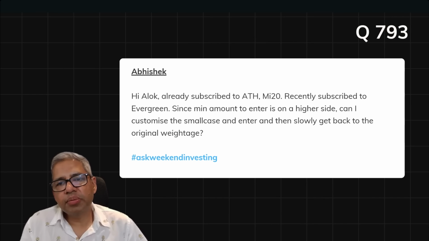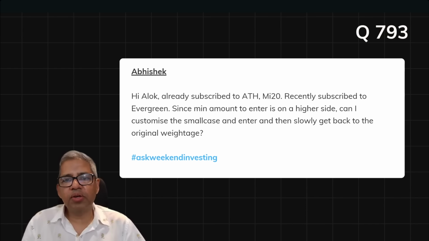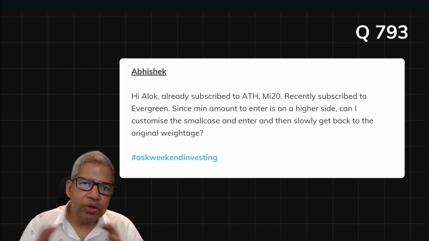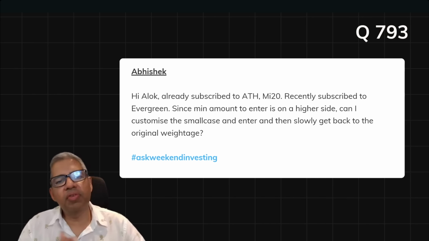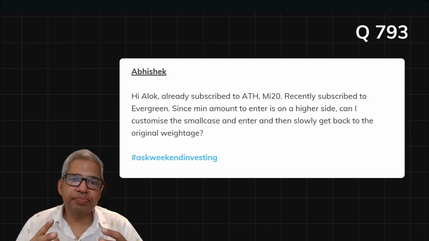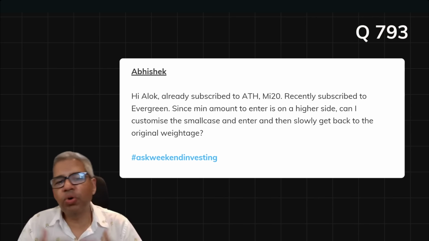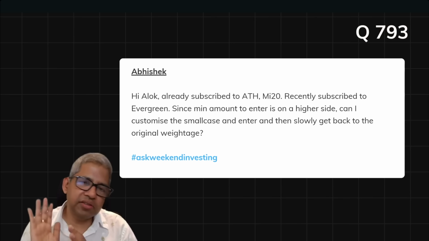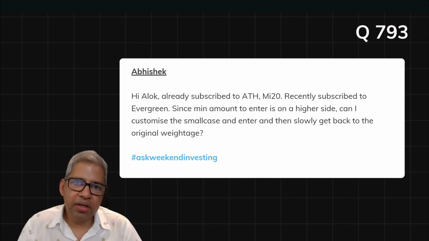Abhishek says, already subscribed to ATH 20, recently subscribed to Evergreen. Since the minimum amount to enter is on the higher side, can I customize the smallcase and enter and then slowly get back to the original weightage? Yes, you could do that. Preferably, one should not try to do too much customization, because then you are moving away from the model. Perhaps you may do better than the model also. I'm not saying that. But it defeats the whole purpose of having a model portfolio, where you do a single click and just go away and do your thing in your life.